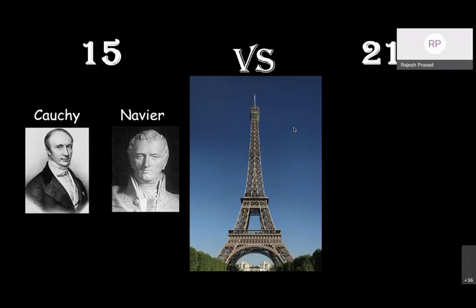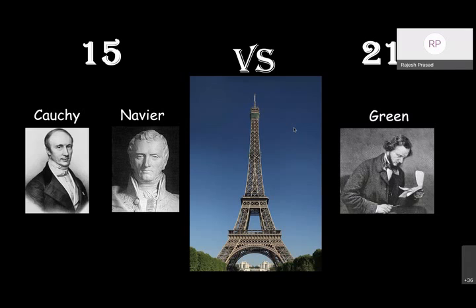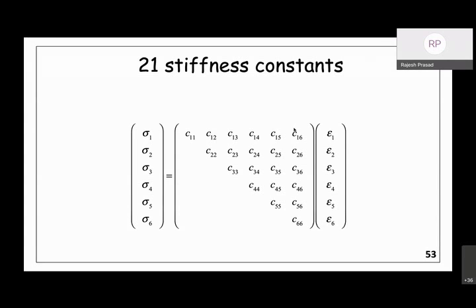France has this tradition to engrave the names of their great scientists on the Eiffel Tower. So their names are engraved on the Eiffel Tower. And here is our poor baker's son, George Green, writing his paper from the bakery in his spare time, saying that it is not 15, but 21. The truth finally won, and now we know that there are 21 elastic constants. So 21 elastic constants are there for a general anisotropic medium.